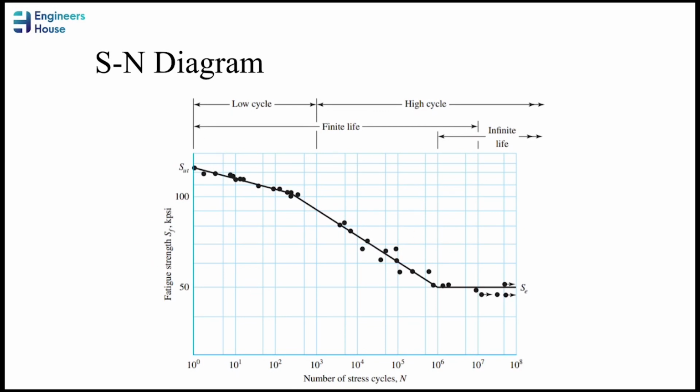And there are a few things you need to know about this diagram. First of all, the y-axis is the fatigue strength that is denoted with SF. On the other hand, the x-axis is the number of stress cycles. Keep in mind that fatigue strength is basically the stress under fatigue loads. This diagram has important information inside it.